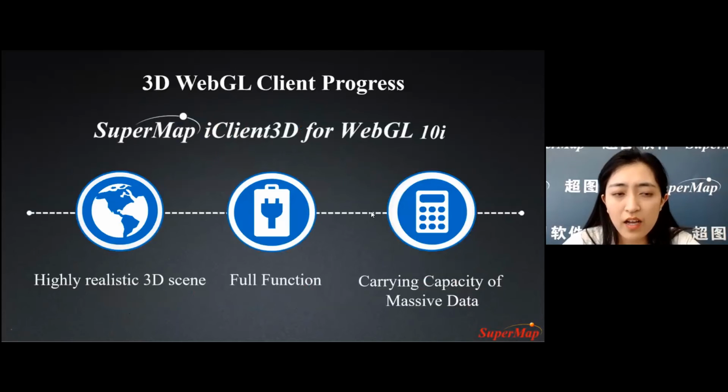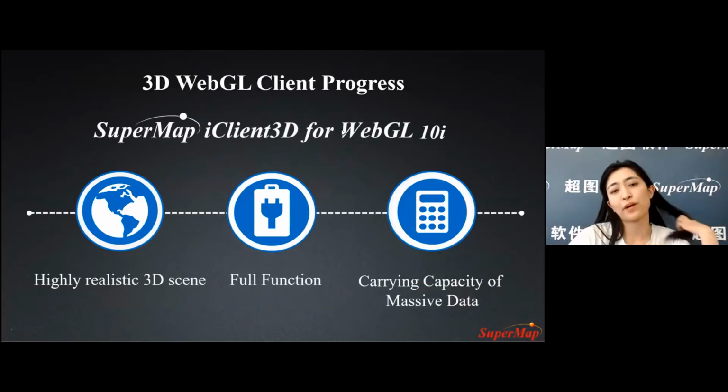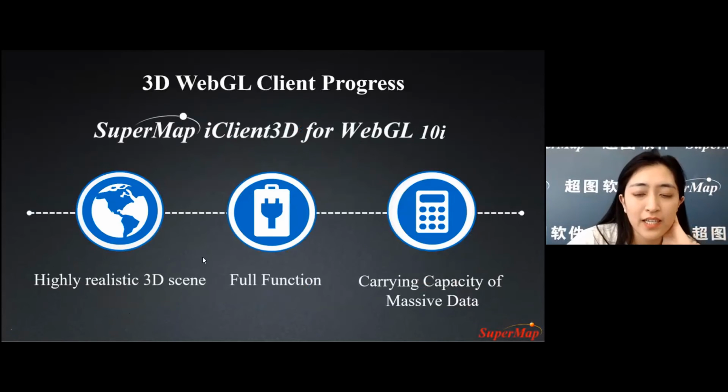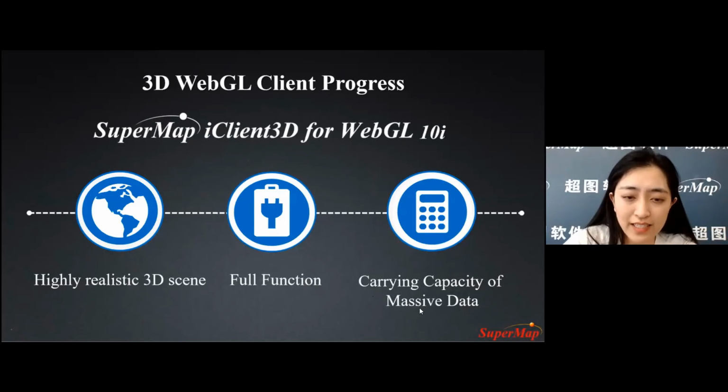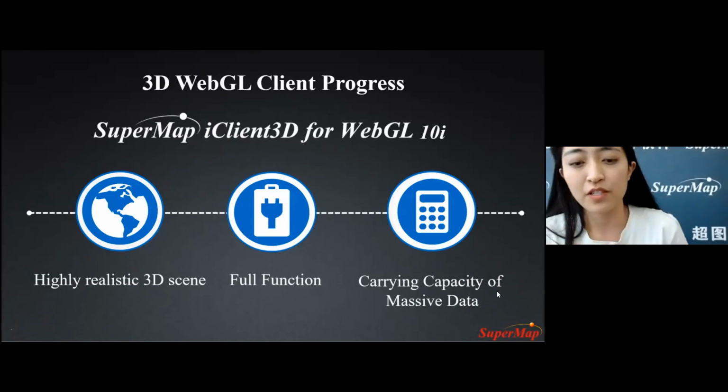Then, what kind of abilities does Supermap WebGL have? It has a highly realistic 3D scene, and it has full functions. It means all of the functions in the desktop, Supermap WebGL also can use. And it supports the carrying capacity of massive data.